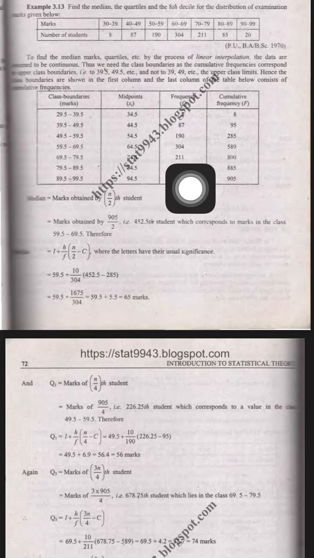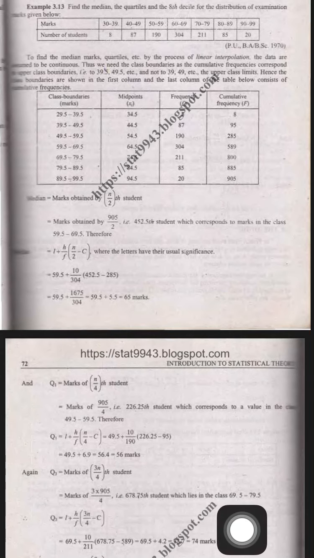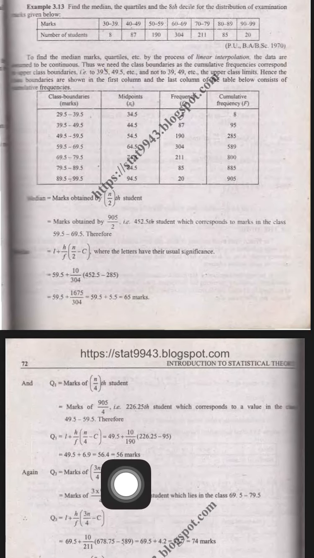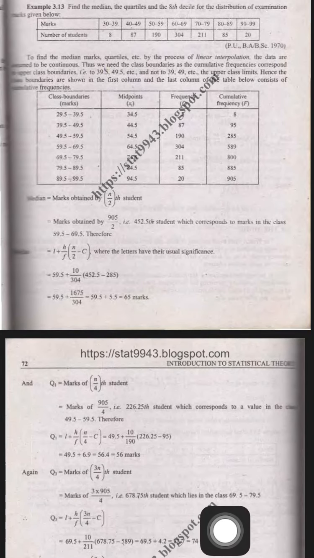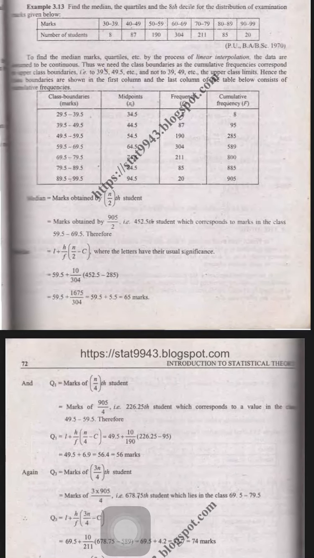Here the value of L is 69.5, and the difference between these two class boundaries, h, is 10. The frequency is 211, and the value of c is the value right above 800, that is 589. Putting all these values in the formula, I got the result 74. So 74 is the value of Q3 and 56 is the value of Q1. These are basically the quartiles for the continuous group data.